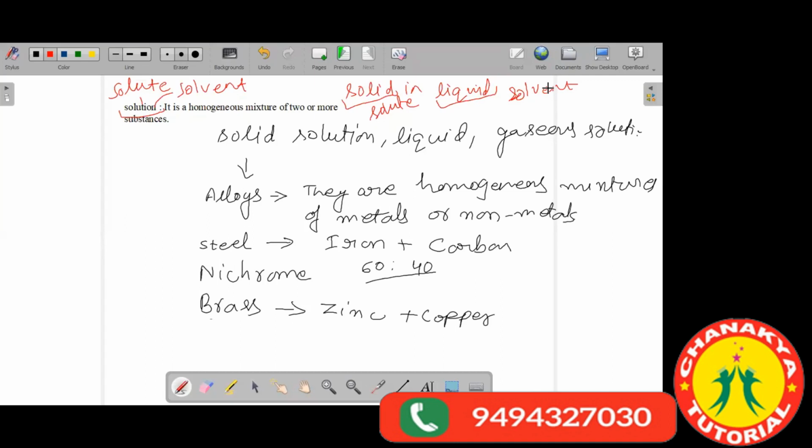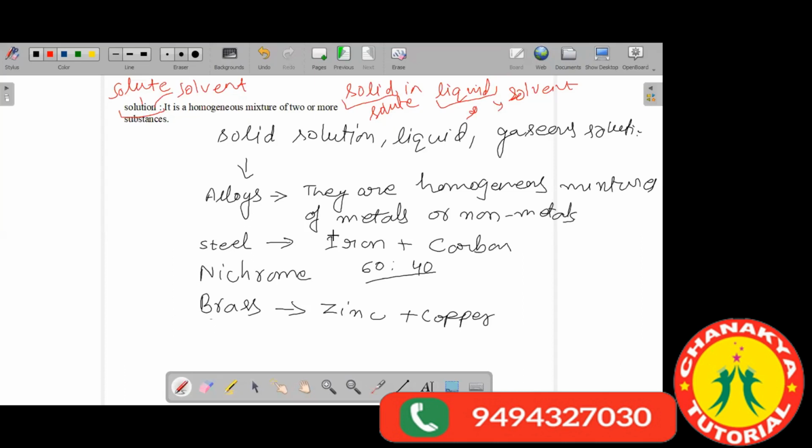Apart from water, we can take other solvents also. For example, we can take glycerin as the solvent, we can take alcohol, or acetic acid as the solvent. So there are different solvents available, but in most cases, we will be taking the solvent as water. As water is a universal solvent, it dissolves most substances. So if it is a solid in liquid, the solid substance will be called the solute and the liquid substance will be called the solvent.